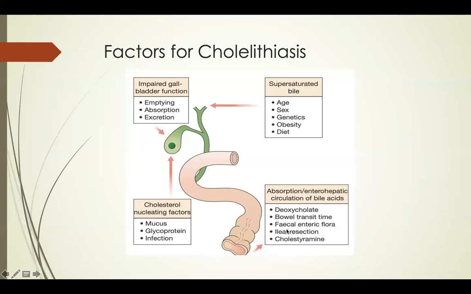Enterohepatic circulation: if there is some problem, like ileal resection, suppose the patient has some tumor or trauma and we have removed a lot of ileum. Normally 95% of it is reabsorbed in the ileum and goes into the liver, and so it increases the fluidity of the bile salts. But when the enterohepatic circulation is disturbed, there will be less fluid, so the solutes will precipitate and will lead to stone formation.